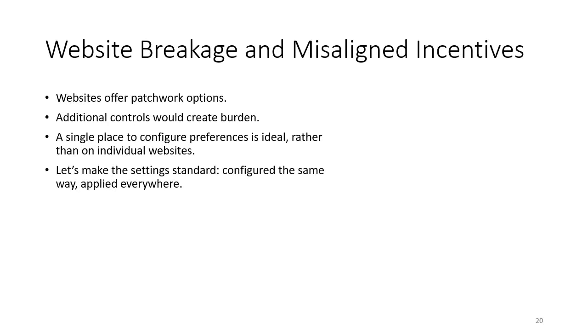But there's still a problem, and that problem is website breakage and misaligned incentives. You see, as I mentioned earlier, websites only offer a patchwork of different options, and so if we were to ensure that websites each offered comprehensive options for controlling all of the different practices we described in our study, it would create a large amount of additional burden. But a single place to configure these preferences would be far more ideal, rather than forcing people to reconfigure these preferences on individual websites as they browse the web. So let's make the settings standard. If they're configured the same way and applied everywhere, it would certainly be a big improvement for users.